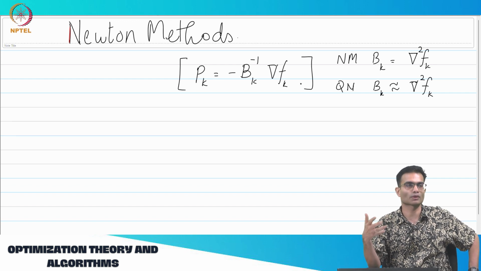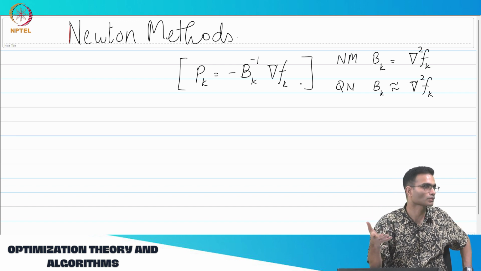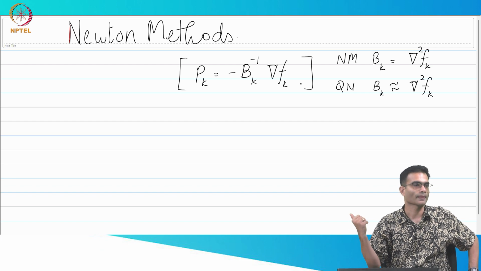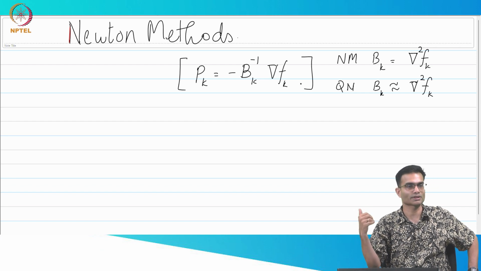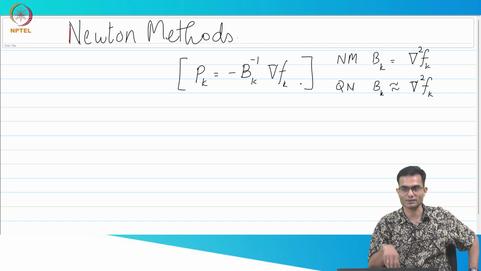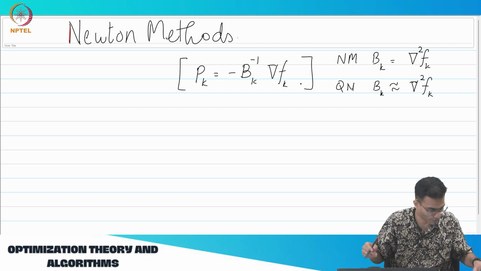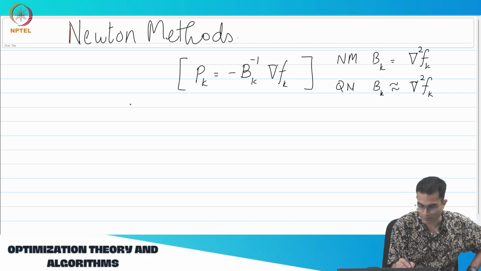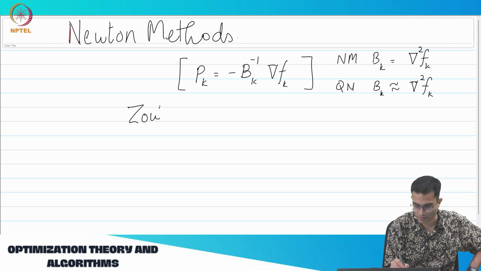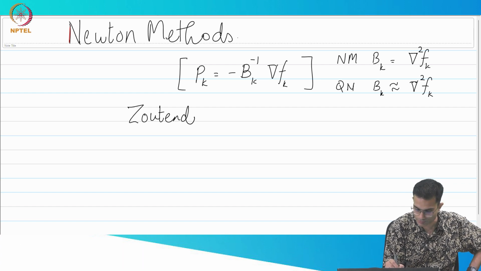Then I'll show you what the rate is. The rate is quadratic, which is why Newton methods are so attractive. And then we'll come to these quasi-Newton methods, which are also very nice. So that's roughly what we're going to do. So do you remember this Zoutendijk condition?